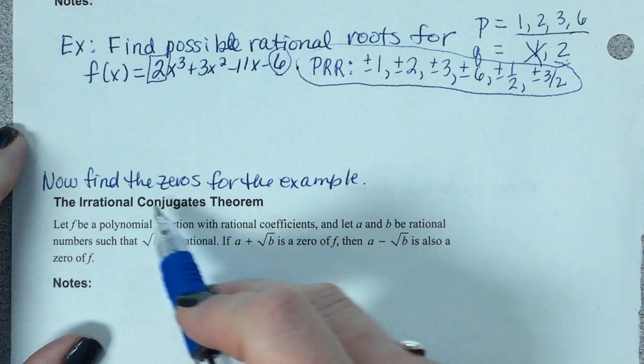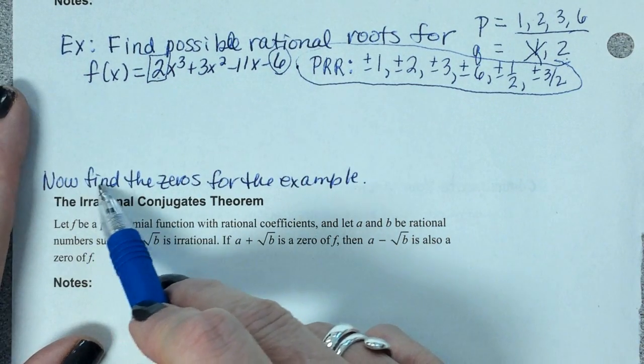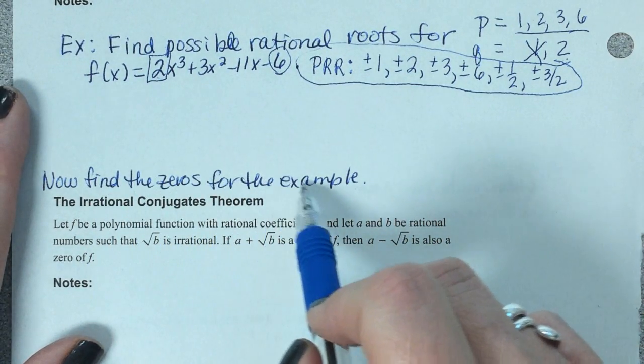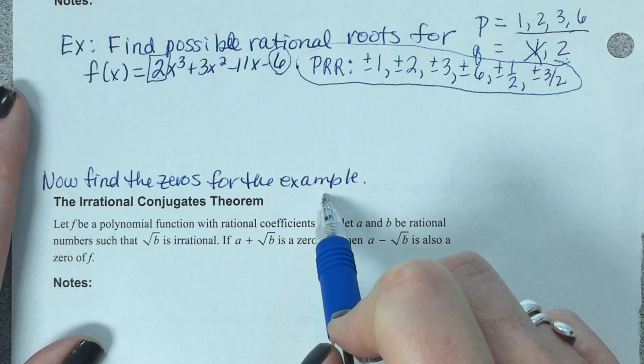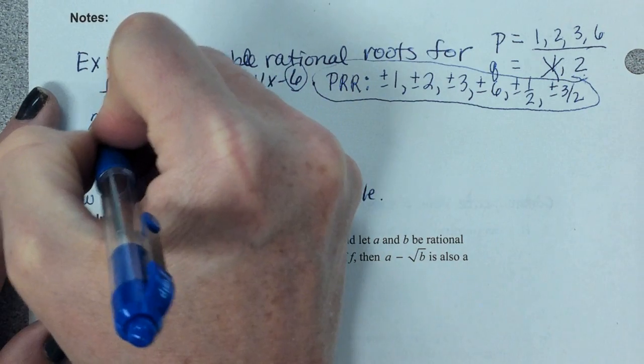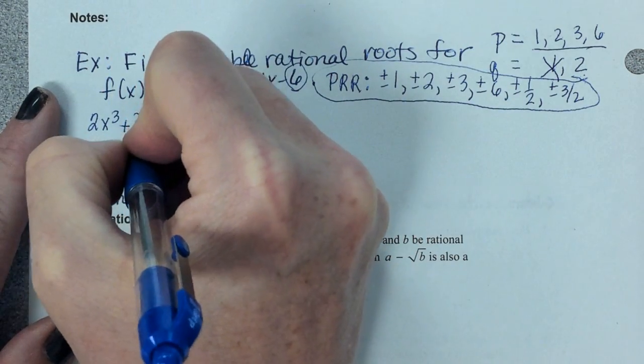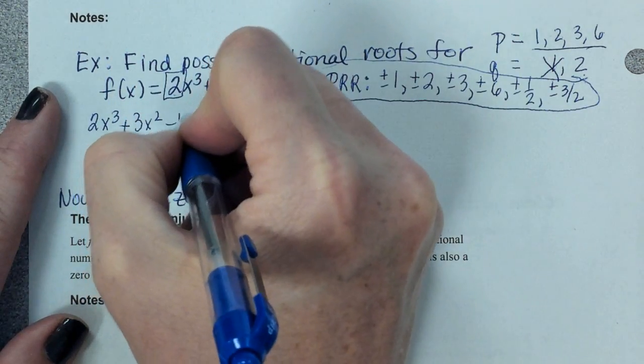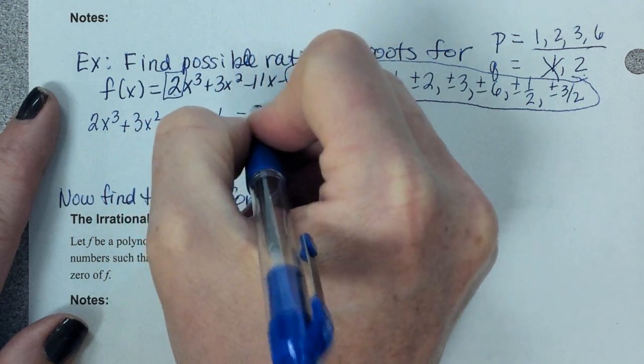So we're going to keep going now. So now we want to find the zeros for the example. To find the zeros, that means I'm going to take this function and I'm going to set it equal to 0 and solve it.